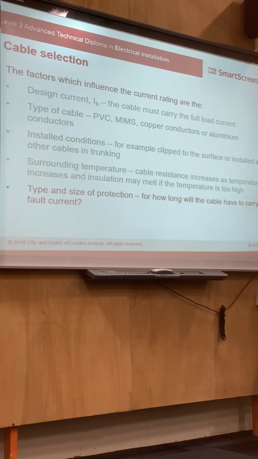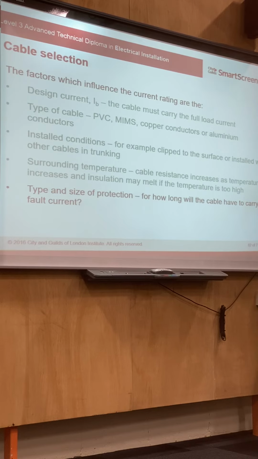So, the factors that influence the current carrying capacity of the cable are things such as our design current. Our cable must be able to carry the full design current of the circuit. Okay? The type of cable that we use, if we're using PVC, MIMS, copper conductors, aluminium conductors, busbars, all of these different things, they all have different current carrying capacities. So we have to make sure we're selecting the right cable for the right job that we're doing. Okay? All happy with that?